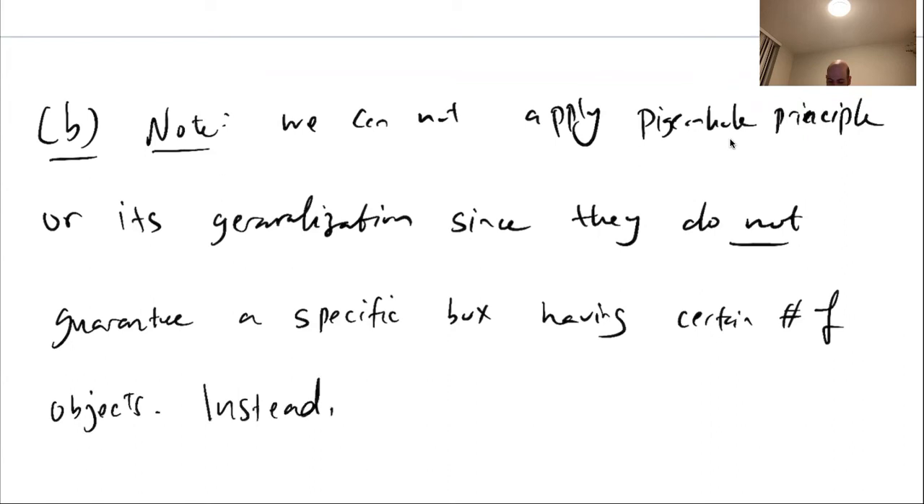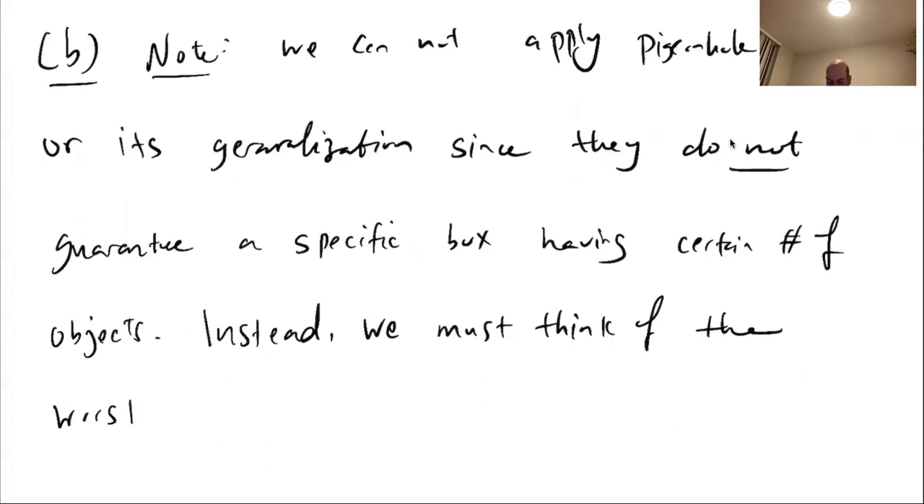Instead, so we cannot apply the pigeonhole principle or the generalized pigeonhole principle. Instead, what should we do? Instead, we must think of the worst case scenario, because I want to have a guarantee, right? So it's not about being possible.